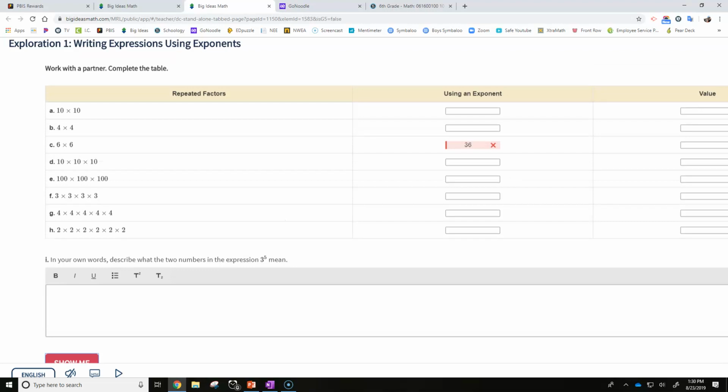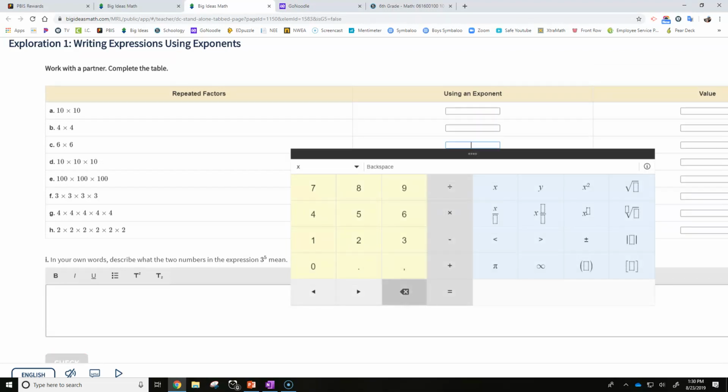We're writing this as a power, and I want you to see how I do this. Because you are going to do the same thing. You're going to click in here, and I will write this as 6, and now I need to write an exponent. To make an exponent, it's this button right here.